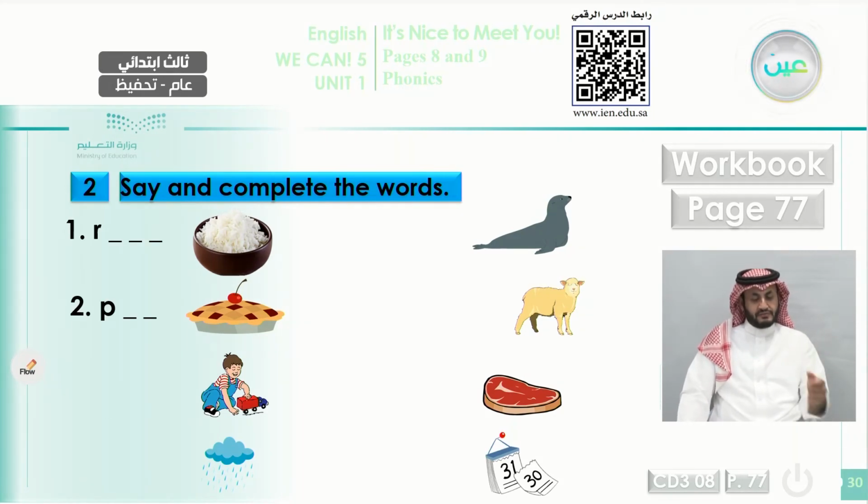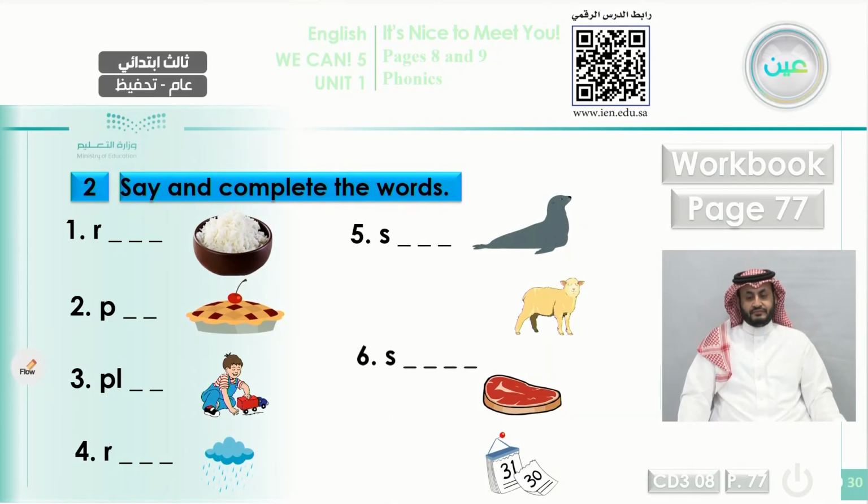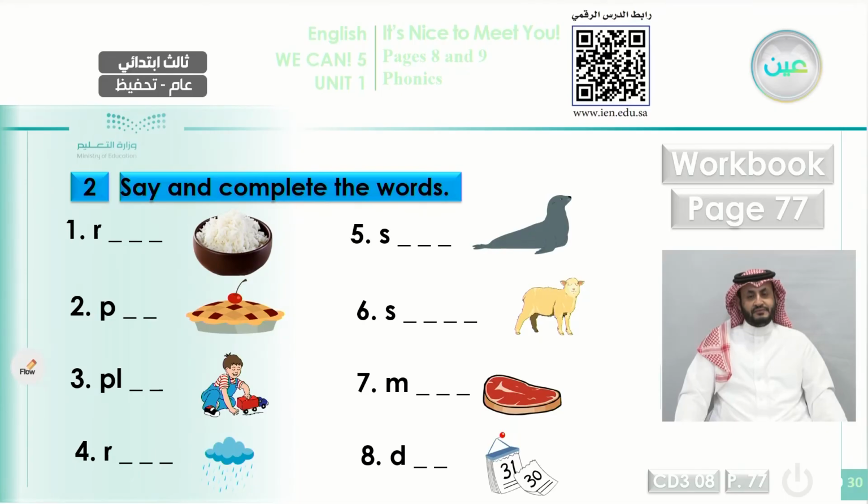This one is rice, and this one is a pie, and this boy is playing, and here you can tell, what is it? It's rainy or rain. And also here we talk about seal. Number 6 is about what? You can tell from the picture. Sheep, that's right. And here number 7 indicates that it is a picture of meat. And number 8 here is about day.